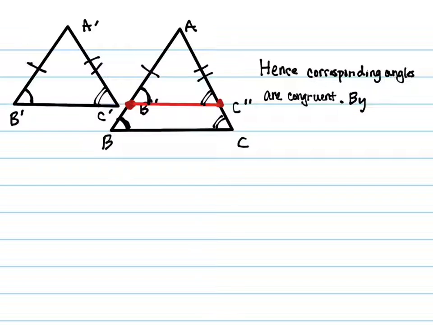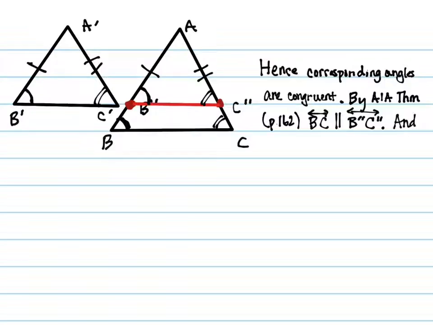By the alternate interior angle theorem, we called it AIA before, and if you want to reference it, it's on page 162. That actually means we've got some parallel lines. So BC is parallel to B double prime, excuse me, C double prime. And that makes this quadrilateral B double prime, C convex.